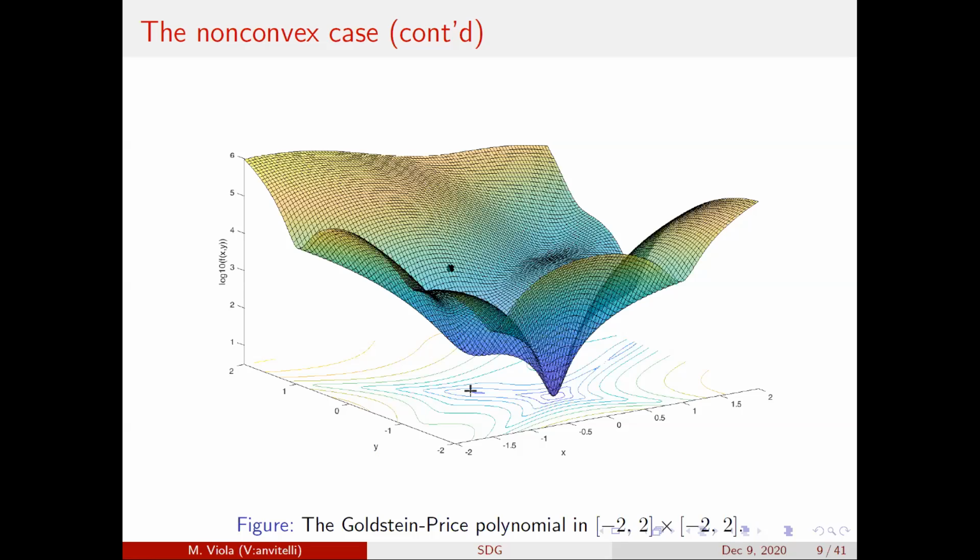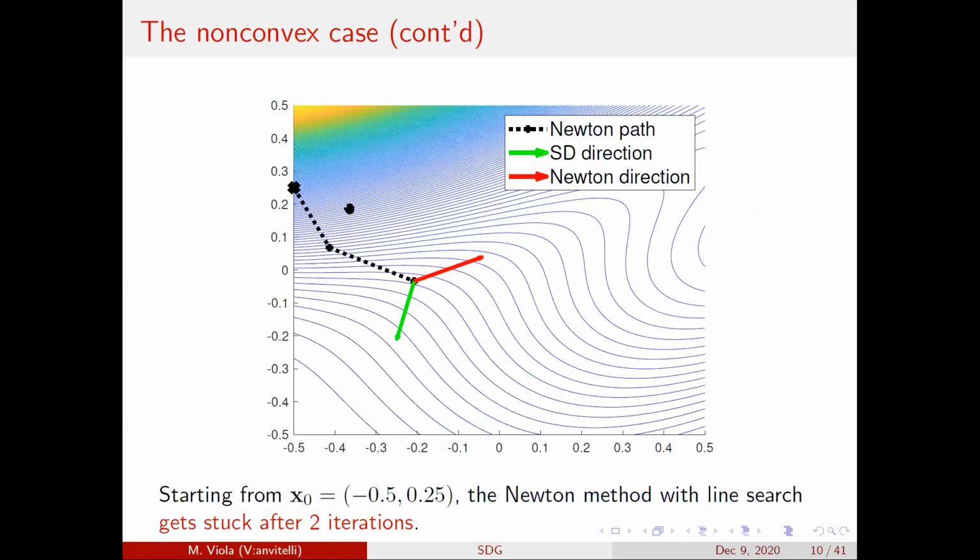So what happened? Suppose you start close enough to this point I indicated to you. If we visualize it in 2D with the contour plot, you start here, the Newton direction goes towards this direction, you perform line search and stop here. Second step of Newton with line search and you stop here, and then suddenly you compute the Newton direction, the steepest descent direction. The Newton direction is an ascent direction, and the method stalls in 2 iterations.